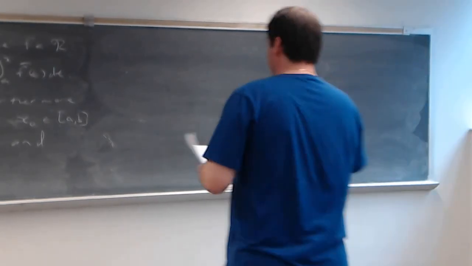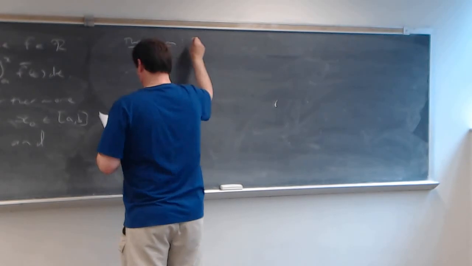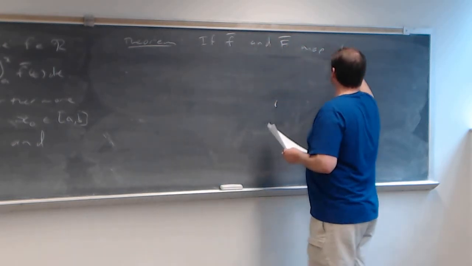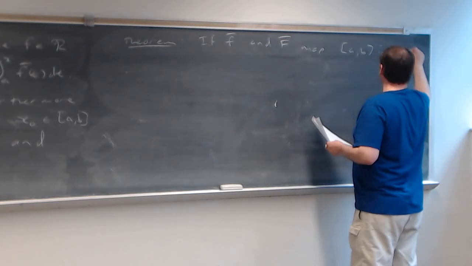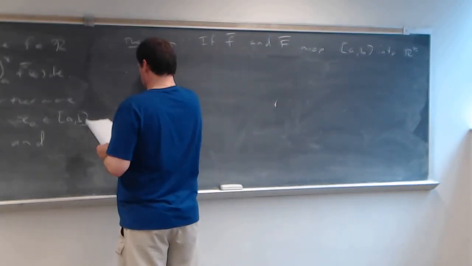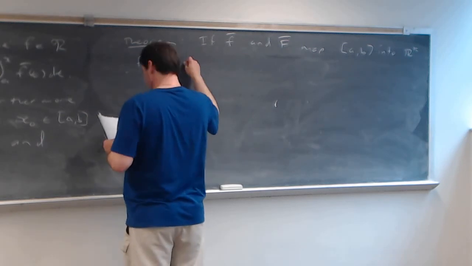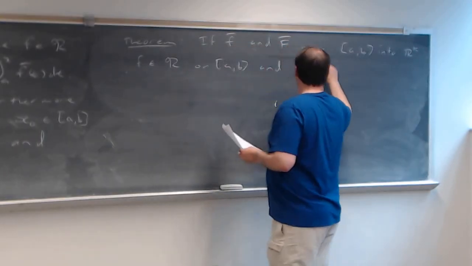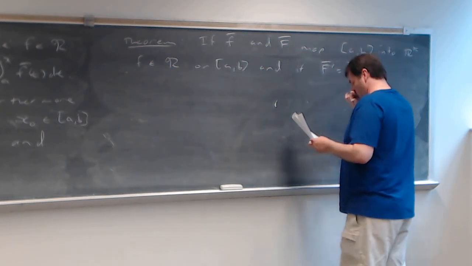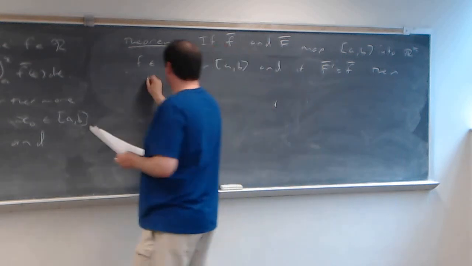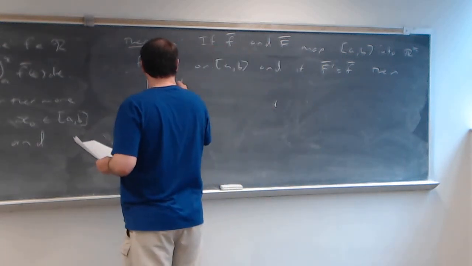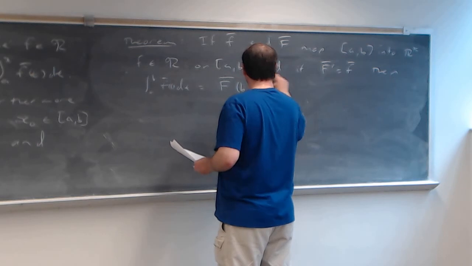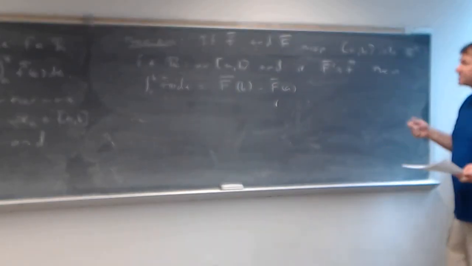Okay. The next statement says if little f bar and big F bar map A to B into R^k, both Riemann integrable functions on A to B, and if big F bar prime equals little f bar, then the integral from A to B of little f bar t dt is equal to big F bar evaluated at B minus big F bar evaluated at A. This is the fundamental theorem of calculus part 2.